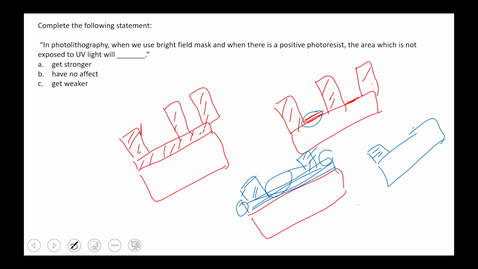In case of the negative photoresist, it should be the opposite. It should be weaker in that case. Okay, so both are opposite. They follow the rule of opposition, vice versa, in case of the negative and positive photoresist.